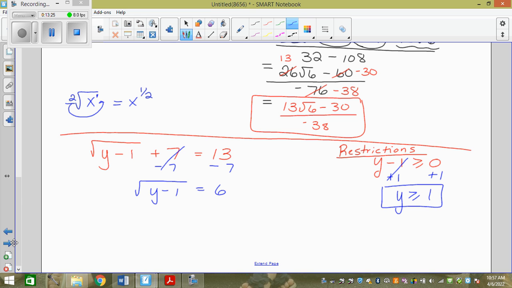Okay, so we have square root y minus 1 equals 6. We agree? Now what's left? The square root. The E, the exponent, technically. How do I get rid of a square root? What's the opposite of square rooting something?